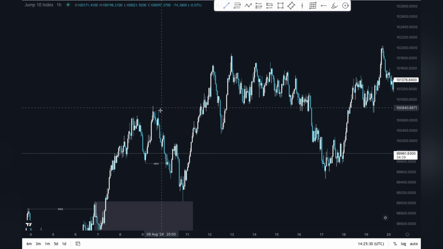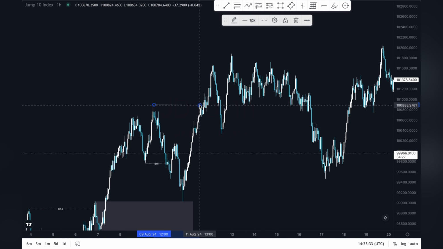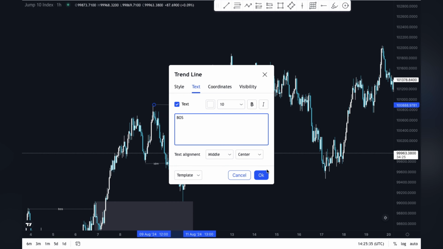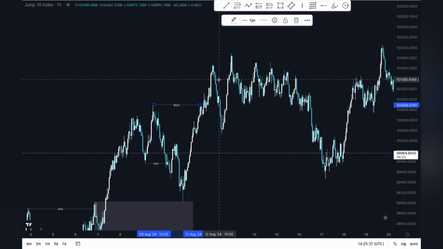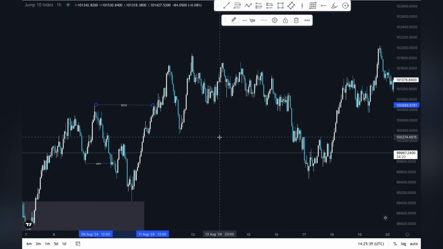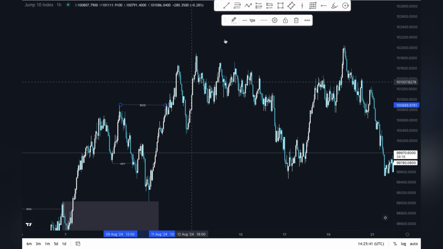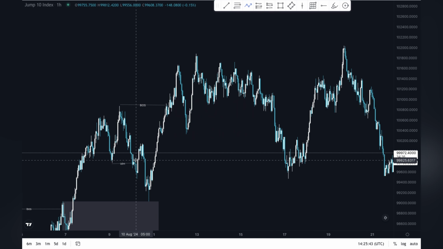So after that, we broke structure again. Since there's a break of structure, we'll be looking for what on the impulse that broke structure? We'll be looking for significant pullbacks that we can use as our order flows. Okay, so when price broke structure, we have this. You can see this candle meets criteria.